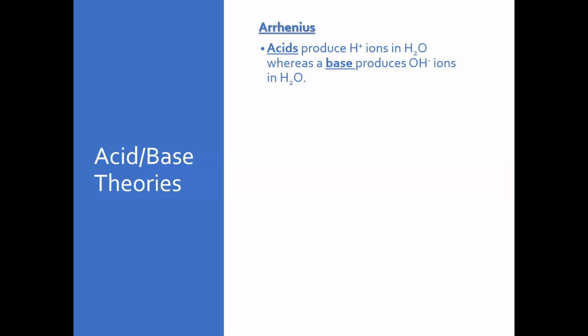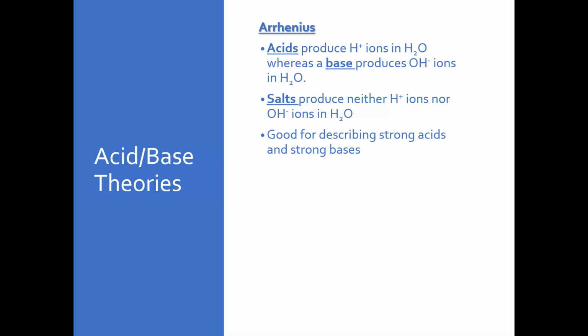So there are 2 main acid-base theories. The original was Arrhenius's acid-base theory, and he stated that acids produce hydrogen ions in water, whereas bases produce hydroxide ions in water. Salts produce neither hydrogen ions nor hydroxide ions in water. So he categorized everything as an acid, a base, or a salt. And his theory was really good for describing strong acids and strong bases.